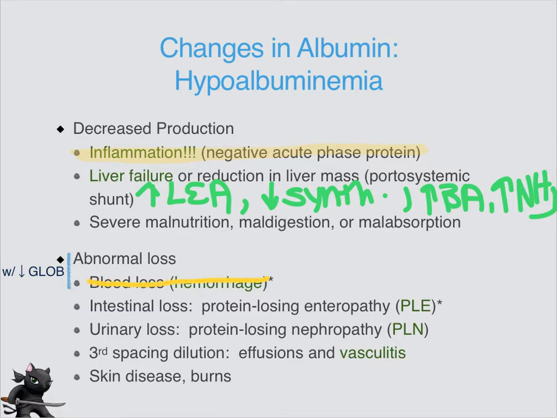Whoops, didn't mean to do that. Hang on. Sorry about that. I thought I had my highlighter on.